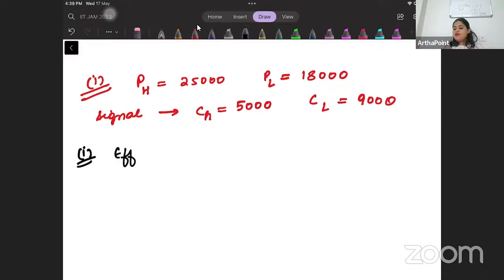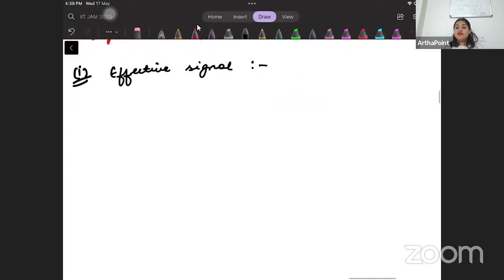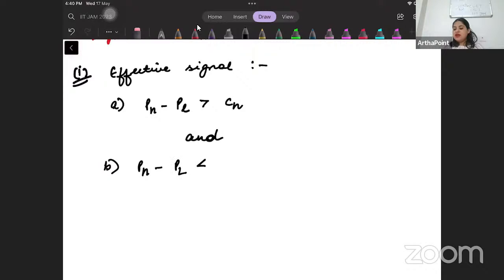अच्छा, now just take the first part. When I talk about an effective signal, a signal is said to be effective if the following conditions are satisfied. A, PH minus PL, बहुत simple condition है, but ये याद होनी चाहिए, is greater than CH, and B, PH minus PL is less than CL. ये दोनों ही condition अगर satisfy होंगी, then it is an effective signal. Otherwise, it is not an effective signal. So both the conditions have to be satisfied.